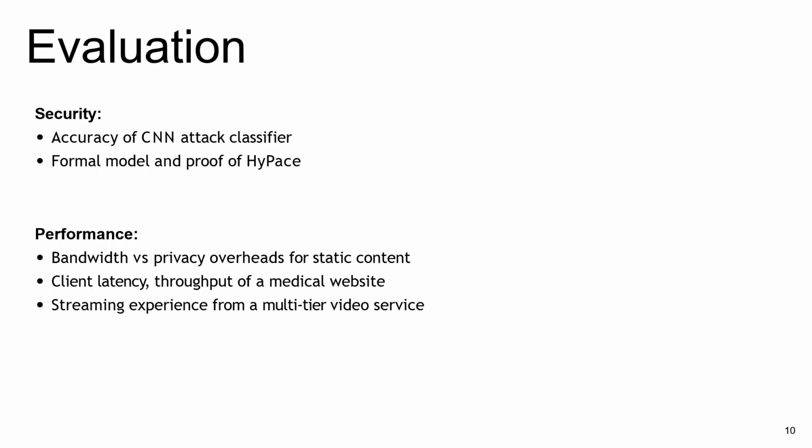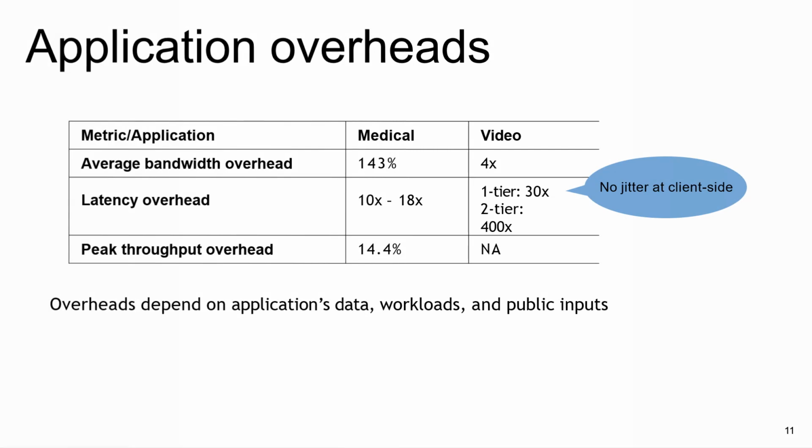We also measured the overheads on the client latency and peak server throughput sustained by a medical website that serves static medical web pages, and we evaluated the client experience when streaming videos from a video service which is set up as both a single-tier application as well as a two-tier application. So we observed that Pacer incurs moderate overheads in bandwidth, latency, and throughput, with latency still in the order of hundreds of milliseconds, which could be further reduced by optimizing the transfer schedules that we compute for traffic shaping.